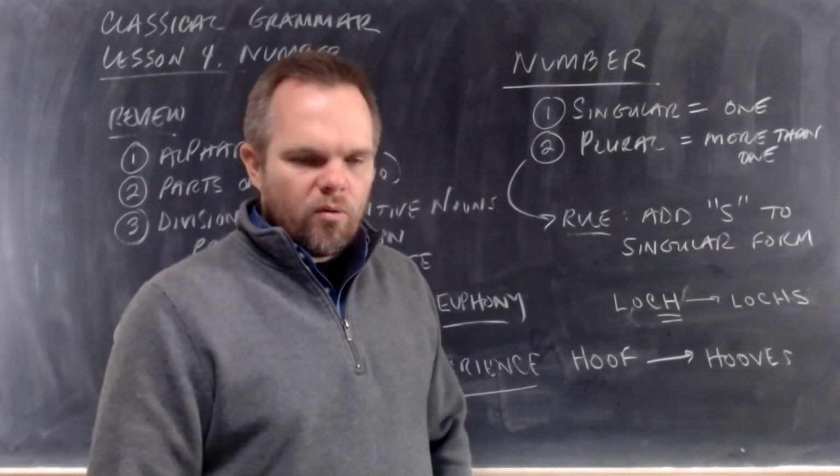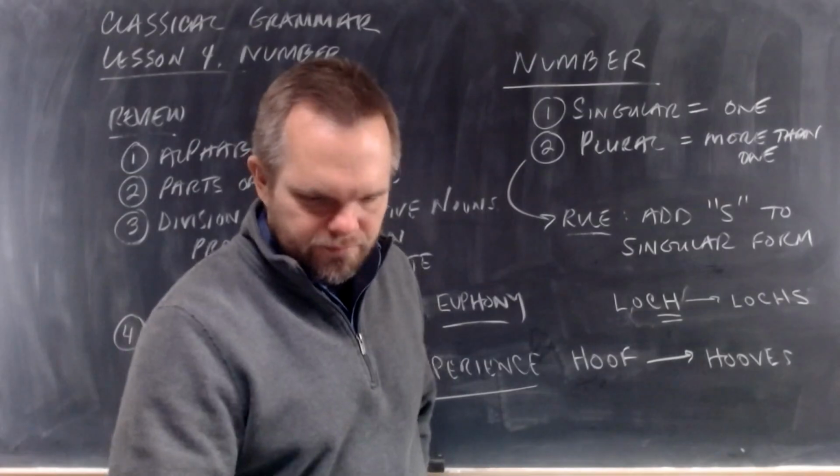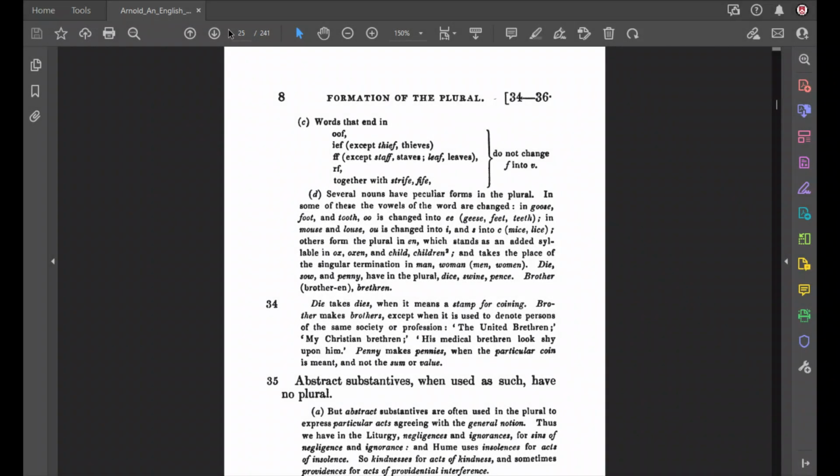So words that end in oof, words that end in eef, words that end in double F, words that end in RF, so think of dwarf, would be dwarves. But this says do not change F into V, which is opposite of what we actually do. So not sure where the author gets this idea from.